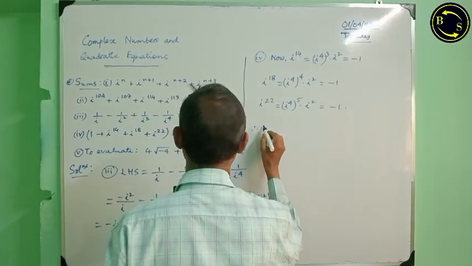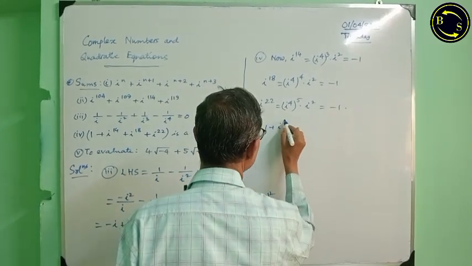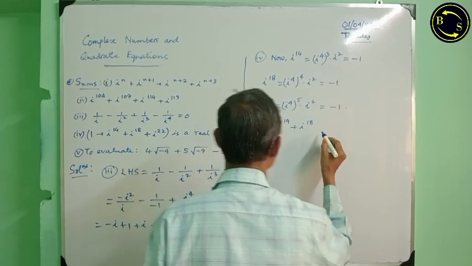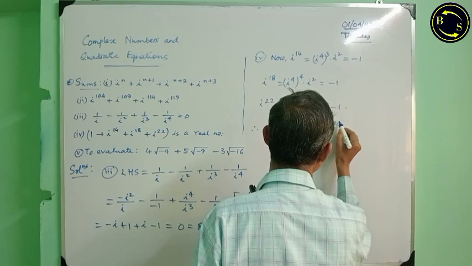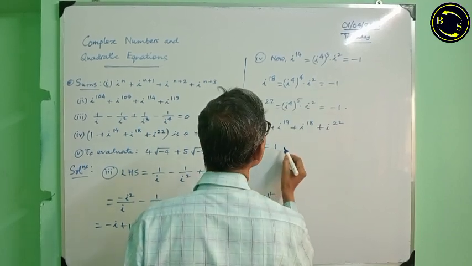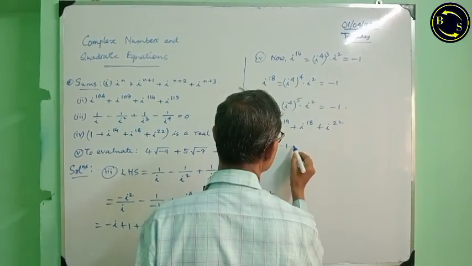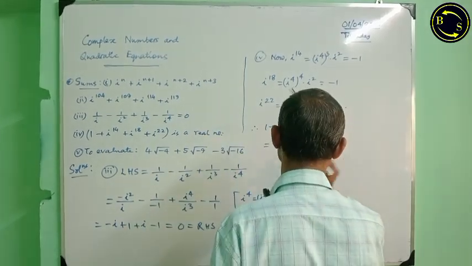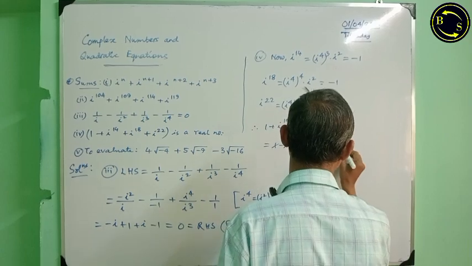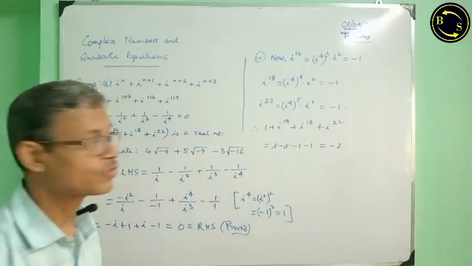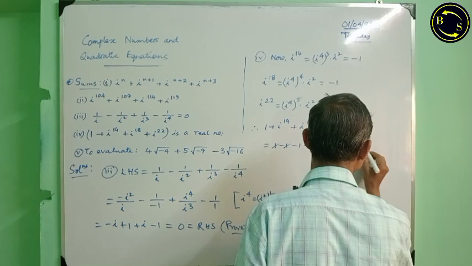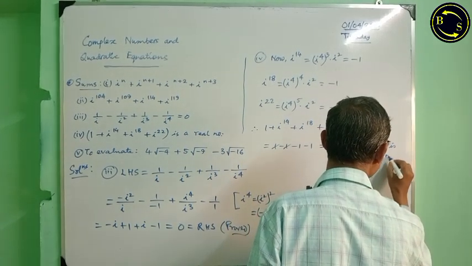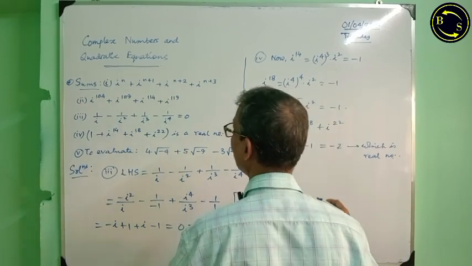Therefore, 1 plus i to the power 14 plus i to the power 18 plus i to the power 22 is 1 minus 1 minus 1 minus 1. These two cancelled, minus 2. Minus 2 is a real number. Proved.